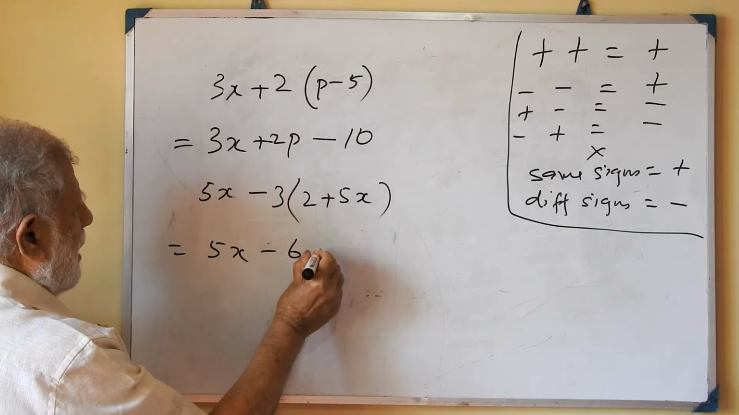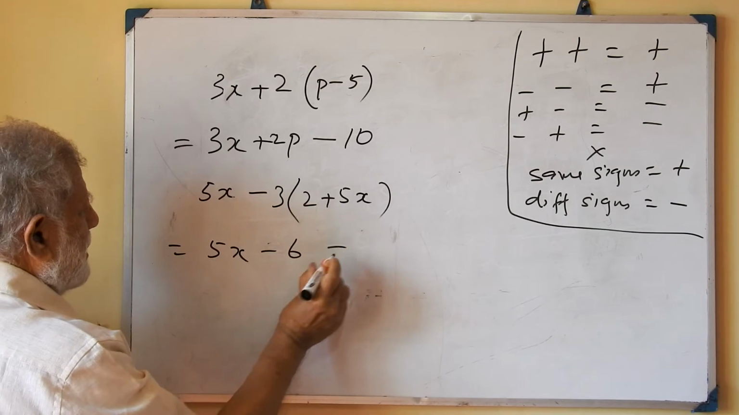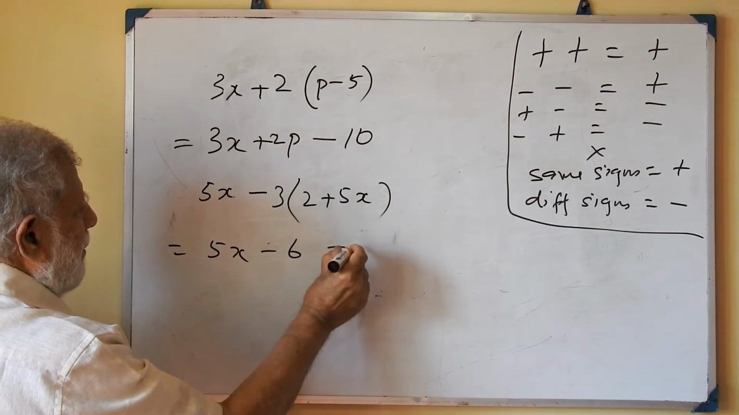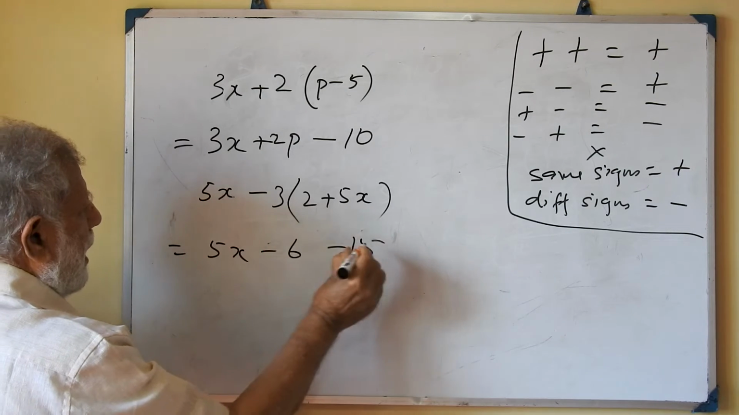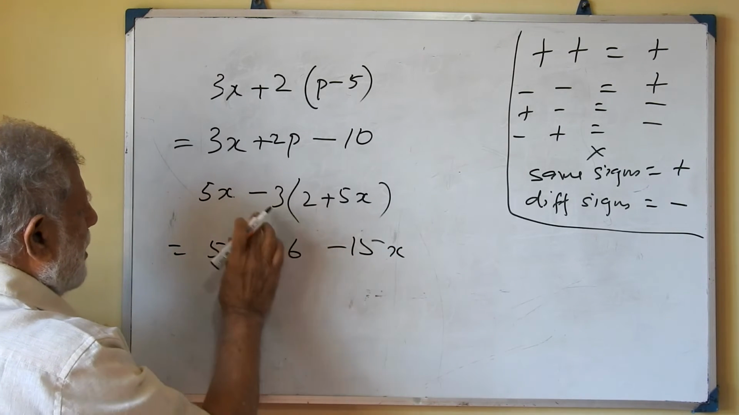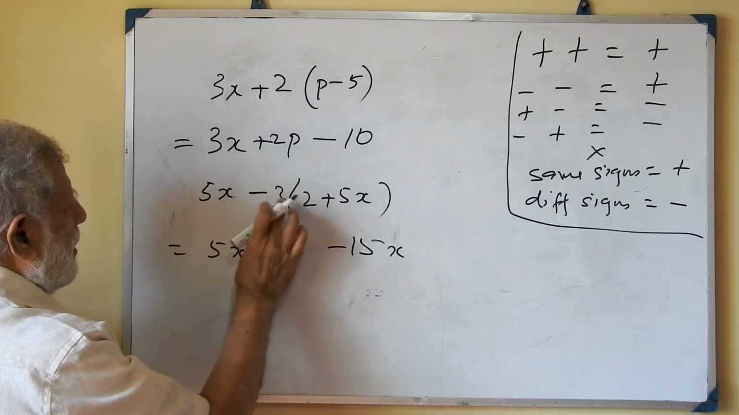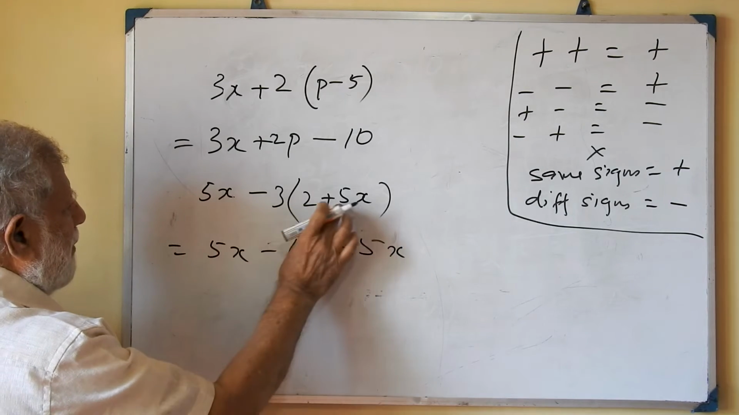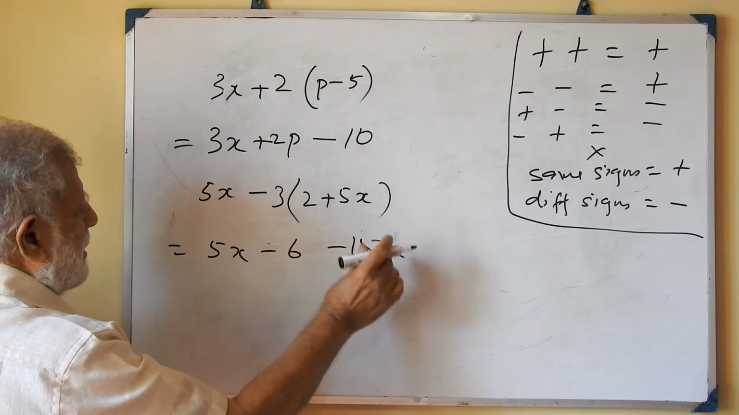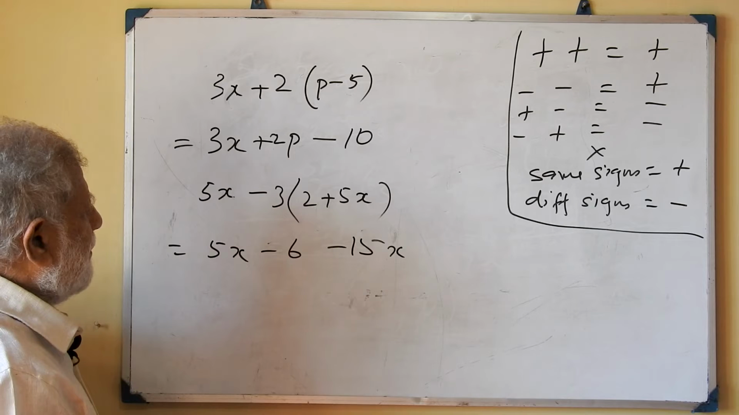Minus into plus, minus. 3 into 5, 15. And x. So look, three things you have to multiply. Minus into plus, minus. 3 into 5, 15. Then here nothing, x. So 3 into 5, minus 15x.